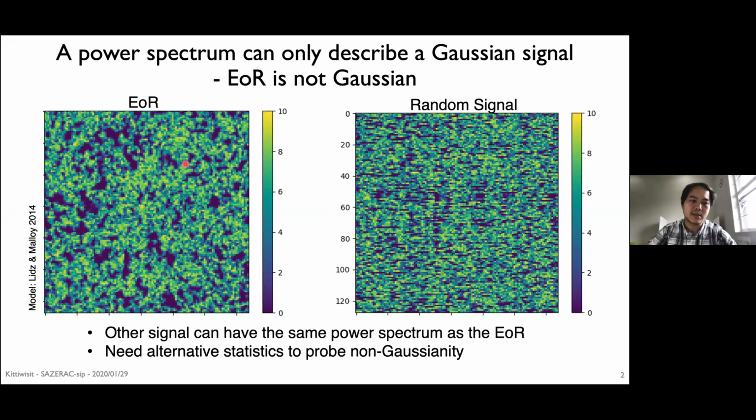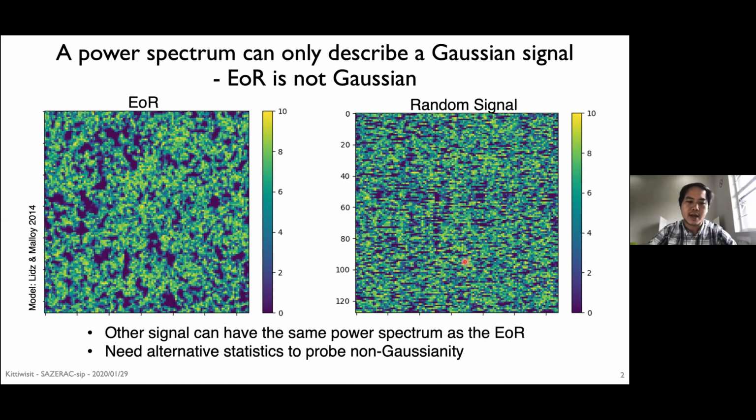On the left, you have a slice from a semi-analytic simulation from Adam Lidz. This is an EoR signal, and you can see the ionized bubbles here and there. They have sharp edges. And then on the right, I take the image on the left and Fourier transform it, shuffling the phase portions, similar to what Sam just mentioned. And then I transform back, so you randomize the signal here. These two maps have exactly the same power spectrum.